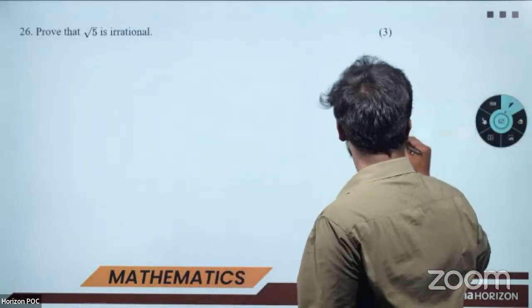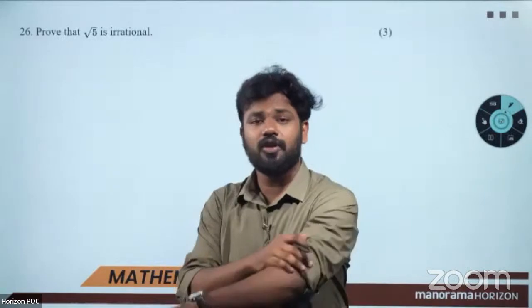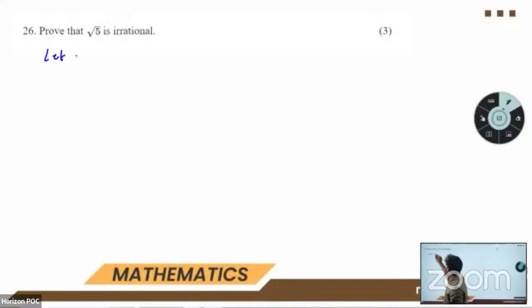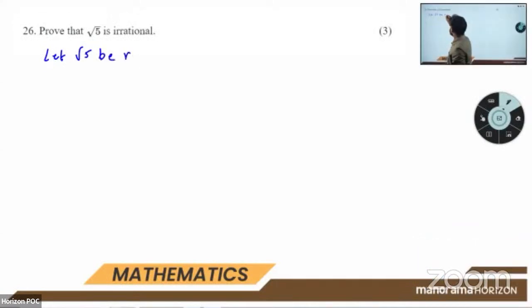How can you prove that? By the method of contradiction, right? So what do you have to do? Let root 5 be rational. So take root 5 as a rational number, or you can write root 5 is equal to P by Q. Then take the square: 5 is equal to P square by Q square.